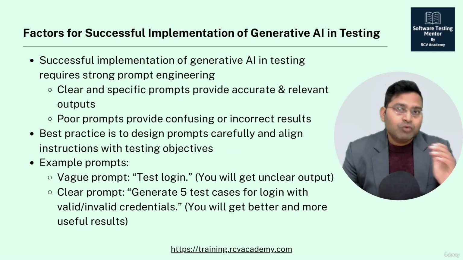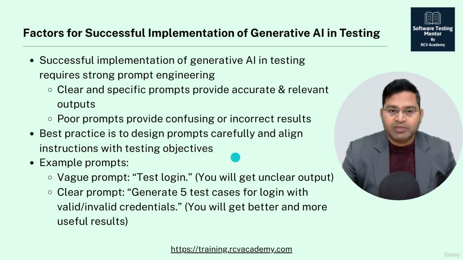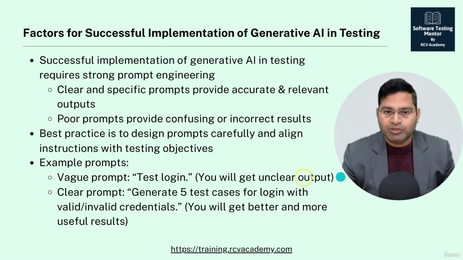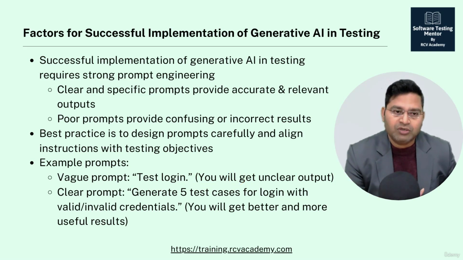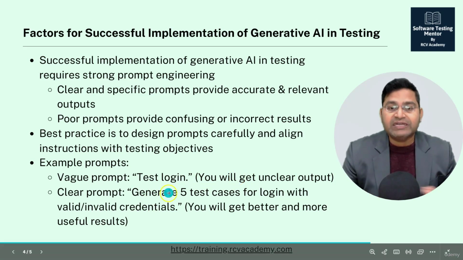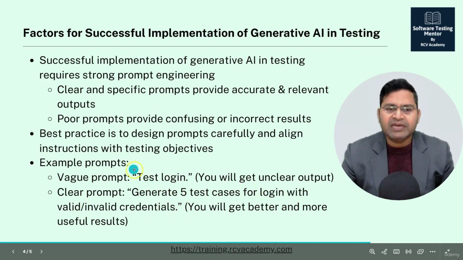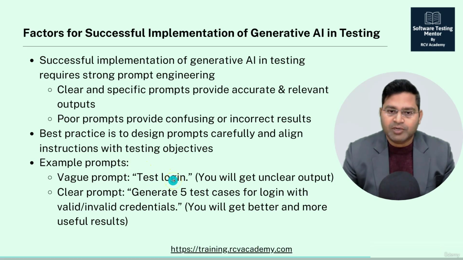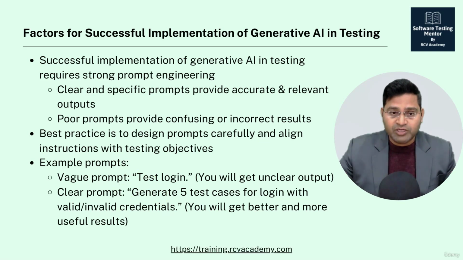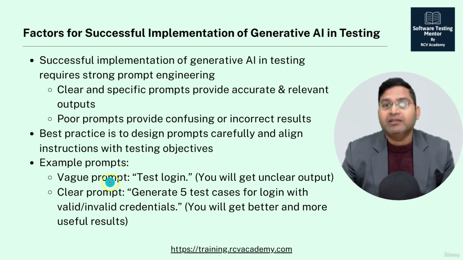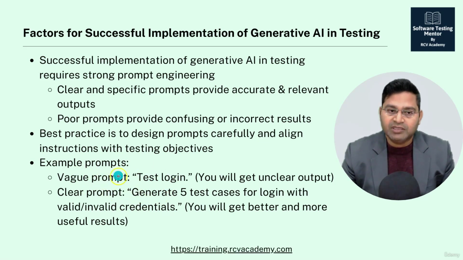If we talk about good prompts and bad prompts, a vague prompt like "test login" will give you unclear output. "Test this," "test checkout feature": what you will get are very generic answers, right? Not relevant to what exactly you are looking for. A clear prompt, "generate 5 test cases for login with valid and invalid credentials," is much better than the vague prompt "test login." You will get a better and more useful result. I'm not saying this is a very good prompt. We'll understand the good prompts in the upcoming videos, but this is much clearer than the bad prompt that we have seen in the first instance.